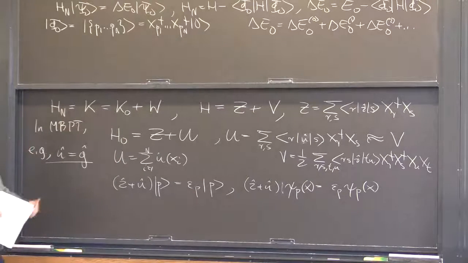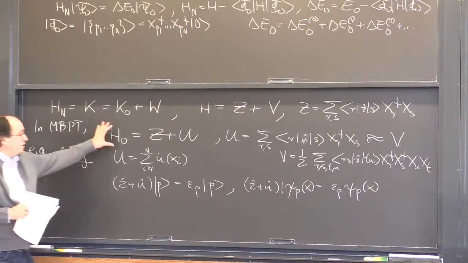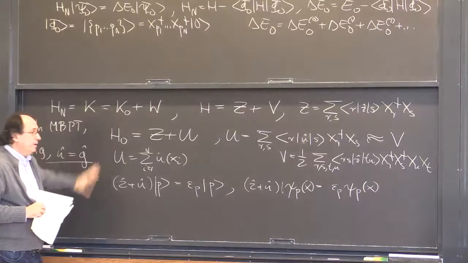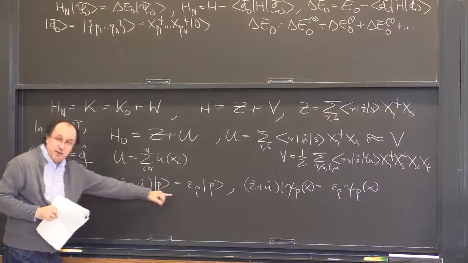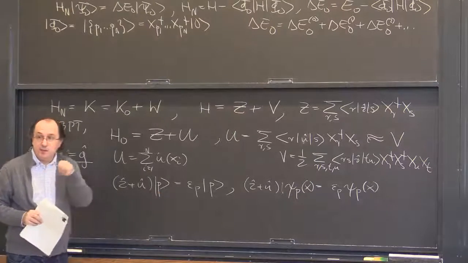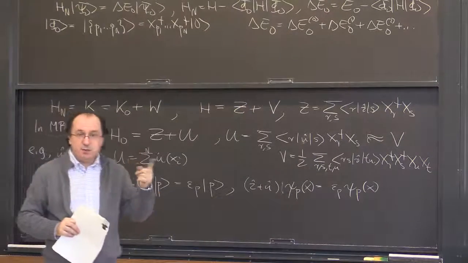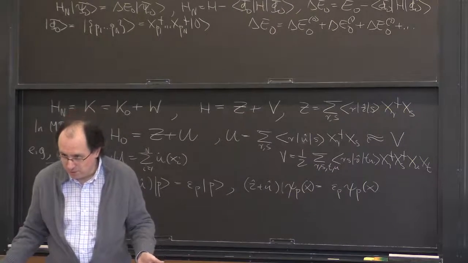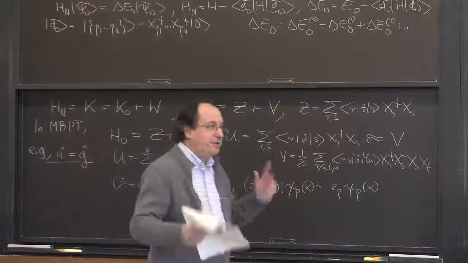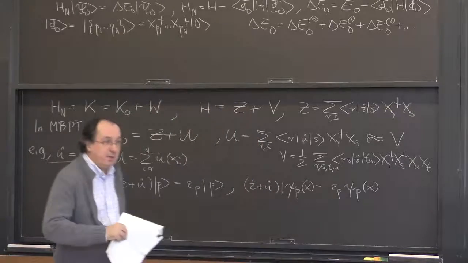So what we'll do now is prove that indeed it is very easy for us to come up with all eigenstates of H0 if the spin-orbital basis that we are using is obtained by solving this eigenvalue problem for little z plus little u. In other words, when you choose your u, you don't just choose it because you think it's a good approximation to the two-body interaction. You now have to choose it such that you can solve this eigenvalue problem.